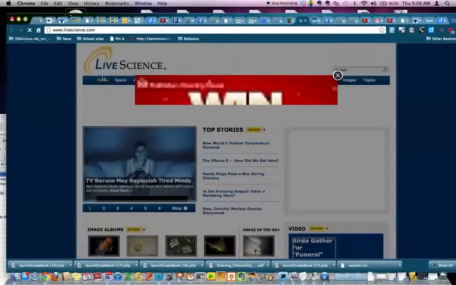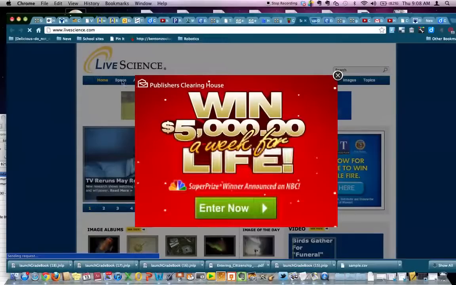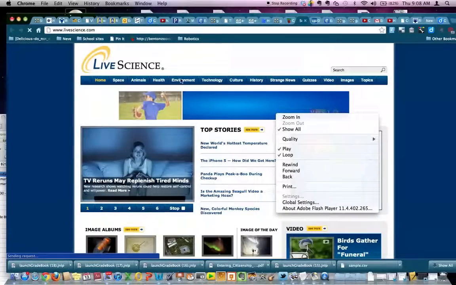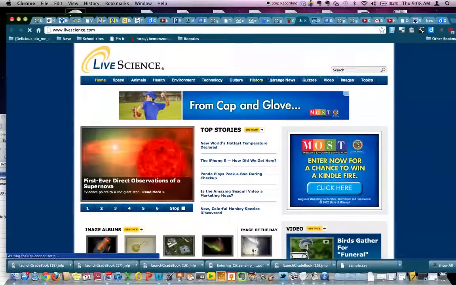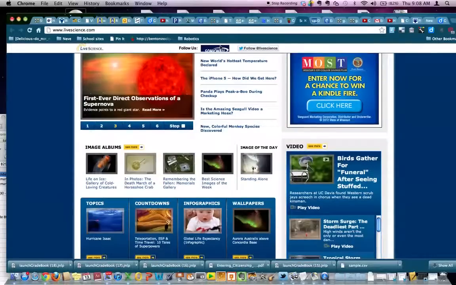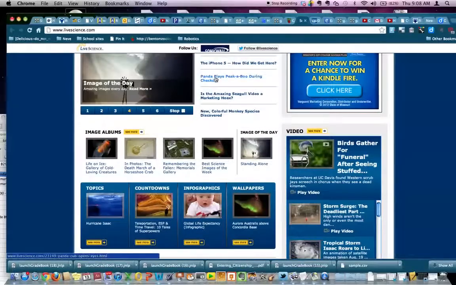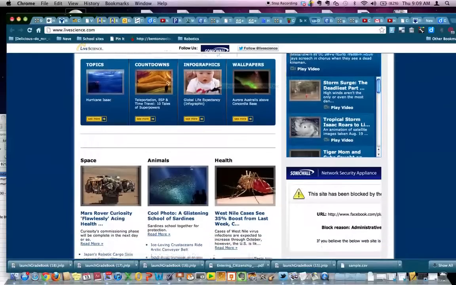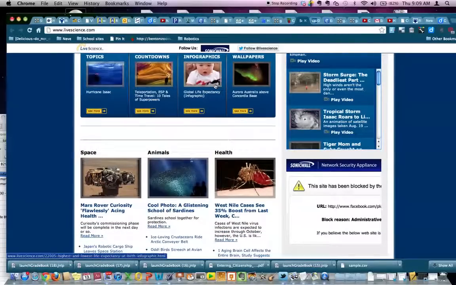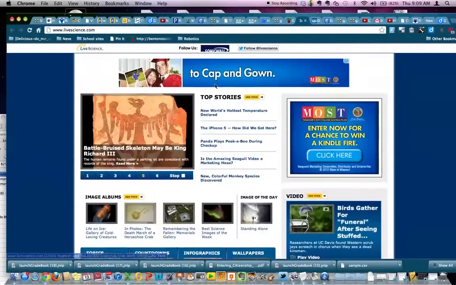So if this little ad would get out of the way, at the top there are categories. So there's like space, animals, health, and so you could start like poking around there and looking at categories. Or you can kind of just look at the site and start seeing, okay, what are some of these things that are interesting? And remember, you always want to keep in mind something that you could potentially study.